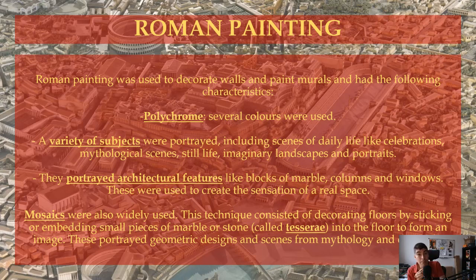And also, they used mosaics. Mosaic is a technique of decoration, usually applied to the floors, in which they embedded small pieces of stone or marble. And these small pieces are called tesserae. Into the floor, and they form an image. And it could be a geometric design, or a mythological design, or a scene of daily life, or whatever. There are a lot of different subjects.